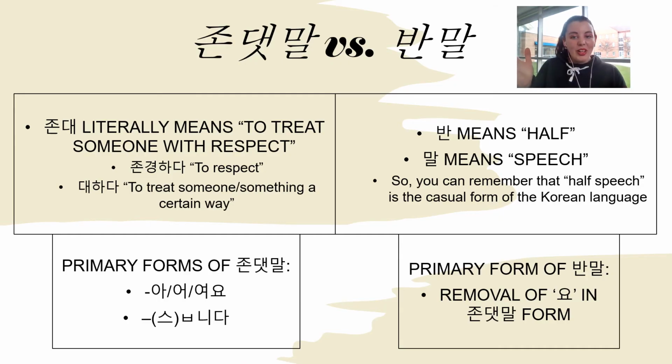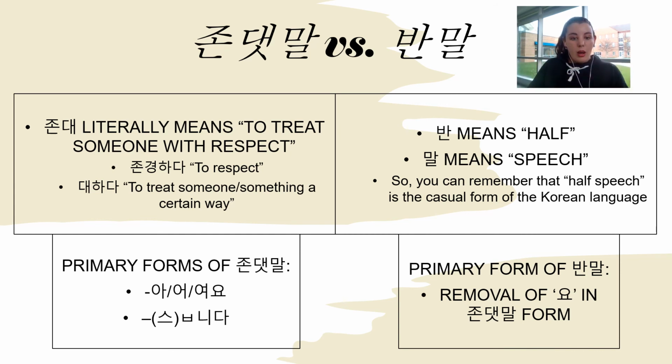Before we can move on into the verbs, we need to first distinguish between the two types of speech in Korean. First there is 존댓말, which is formal speech, and then 반말, which is casual speech. Let's take a look at 존댓말 first. 존대 literally means to treat someone with respect. This comes from 존경하다, to respect, and 대하다, which means to treat someone or something a certain way.